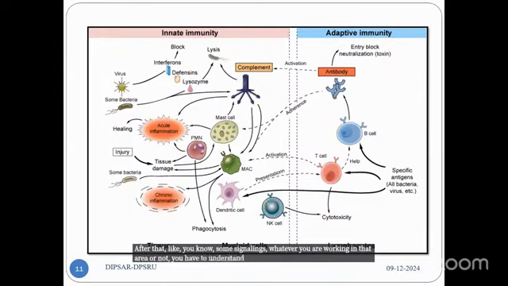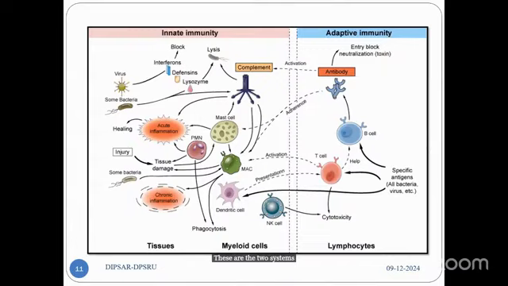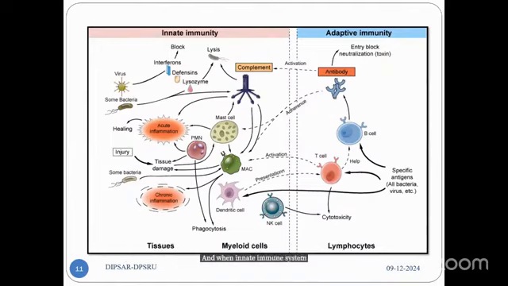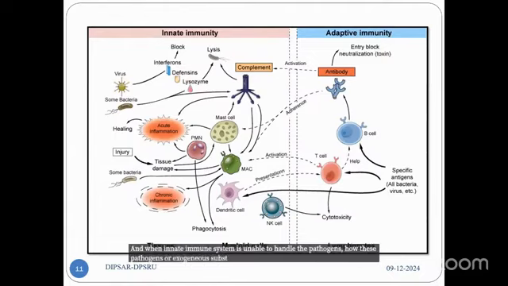The reason is the nervous system and immune system. These are the two systems which are connected with each and every organ. The immune system is everywhere. Whether you are working on diabetes, kidney injury, or cardiovascular systems, the immune system is everywhere. So you have to understand how the immune system works, what the parts of the innate immune system are, and when the innate immune system is unable to handle the pathogens, how these pathogens or exogenous substances are handed over to the adaptive immune system.